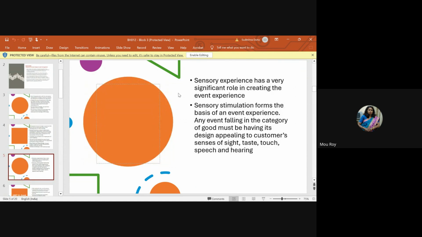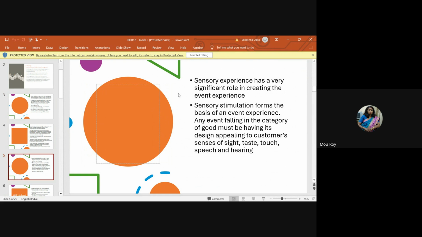Now, sensory experience has a very significant role in creating the event experience. Sensory, in the sense that we have all five senses, all of you know that. So that should always be fresh in your mind. You will remember moments to be cherished. They say, moments to be cherished. So it should always be fresh in your mind.